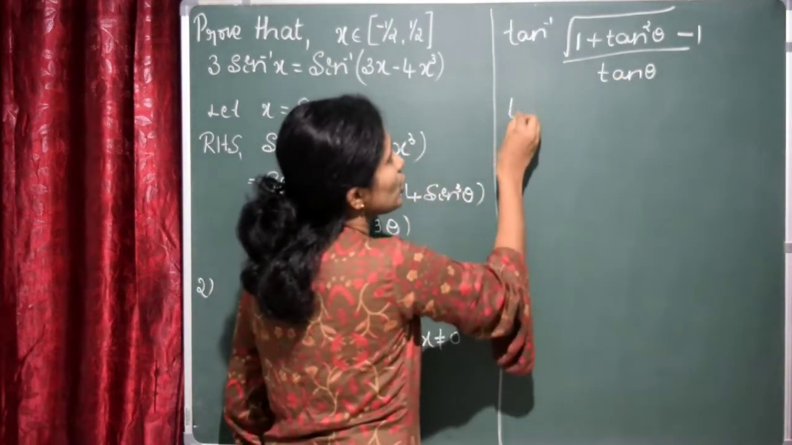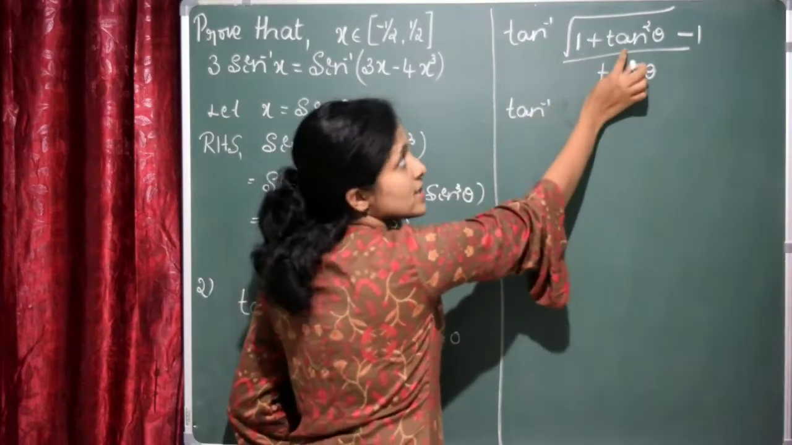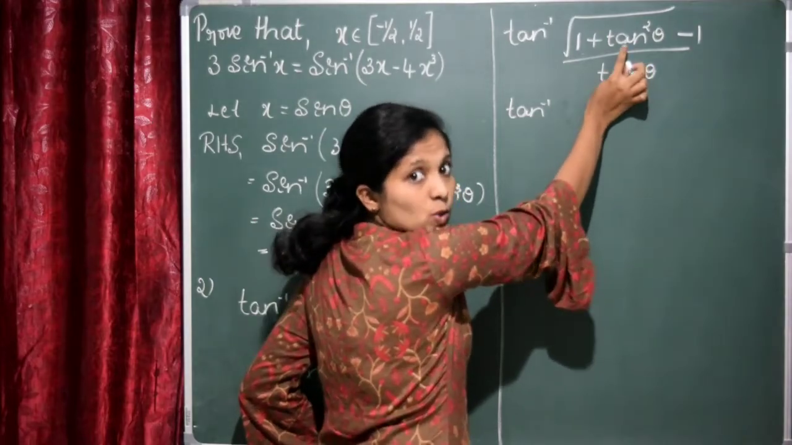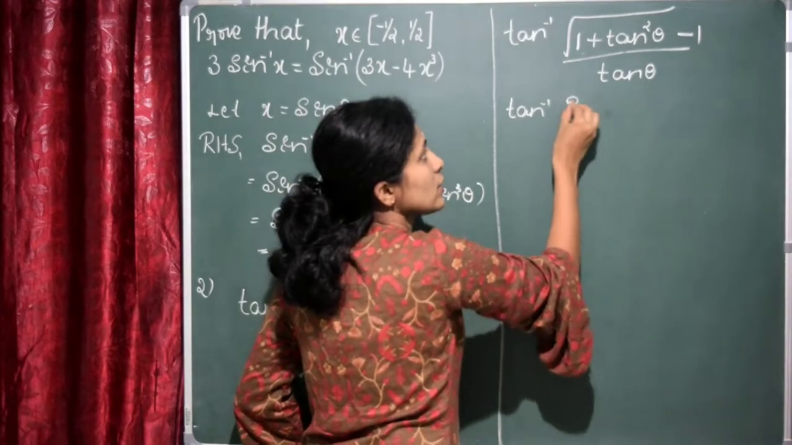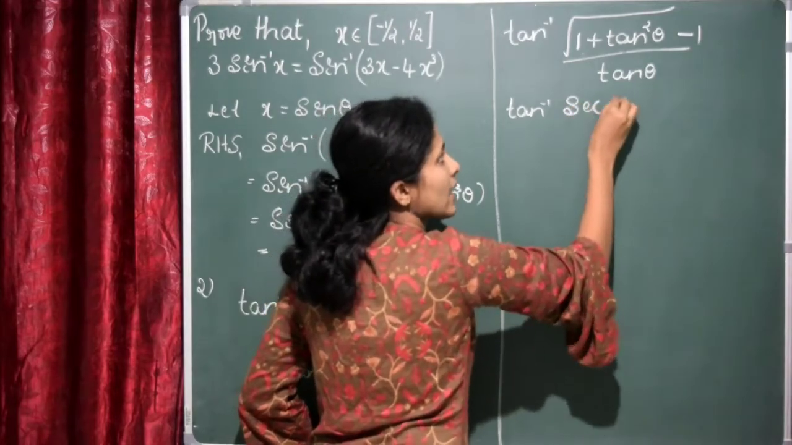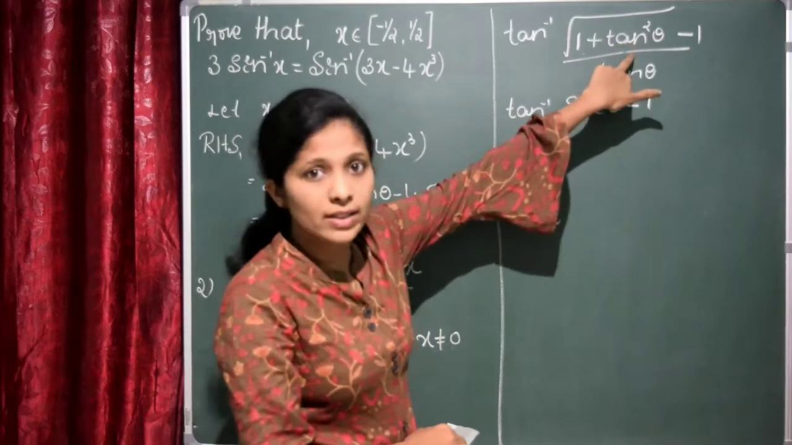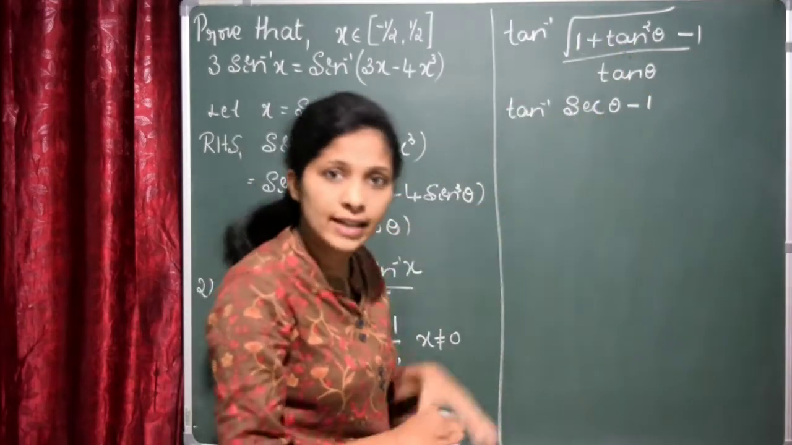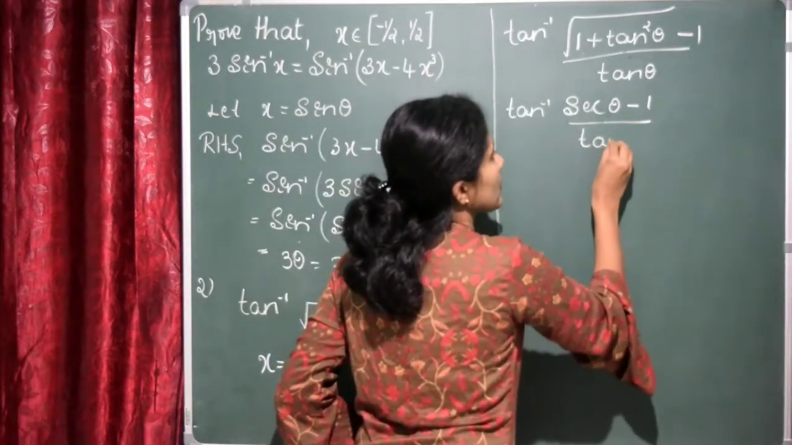Now this is equal to tan inverse of, here 1 plus tan square theta. You know that 1 plus tan square theta is secant square theta. So square and square root will get cancelled, and this will be secant theta minus 1. Is it clear? 1 plus tan square theta you can substitute as secant square theta. Secant theta minus 1 divided by tan theta.